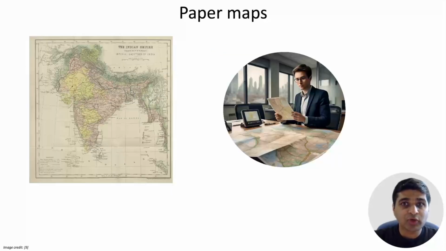Paper maps, though old-fashioned, are still very valuable sources of GIS data. They often show land use, boundaries, or natural features from the past, giving us a record of change over time.